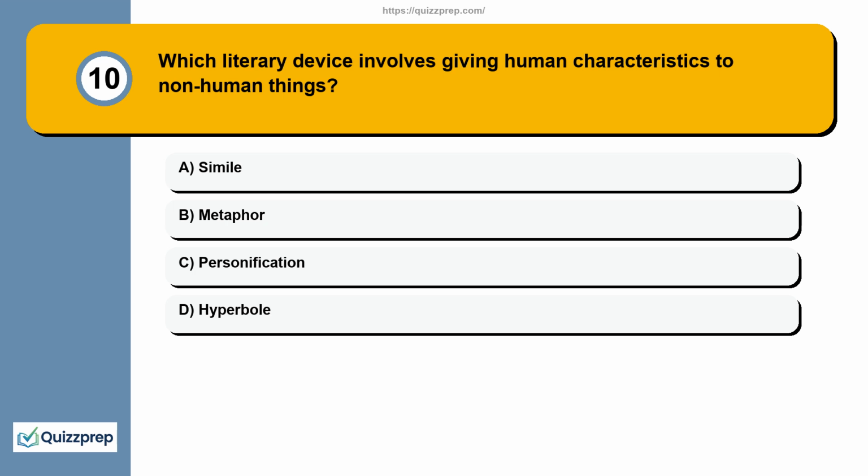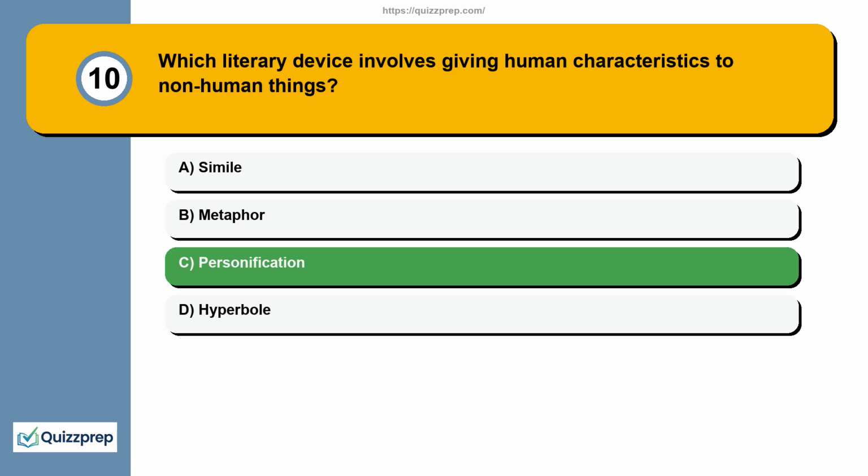Question 10. Which literary device involves giving human characteristics to non-human things? Here are your options. Option A. Simile. Option B. Metaphor. Option C. Personification. Option D. Hyperbole.